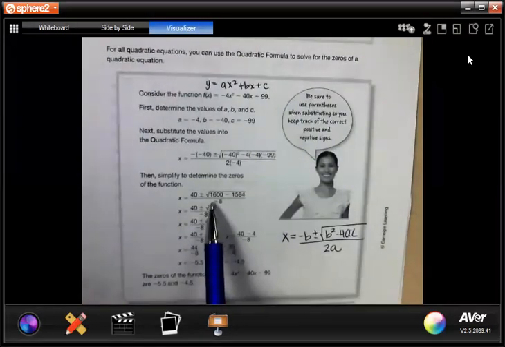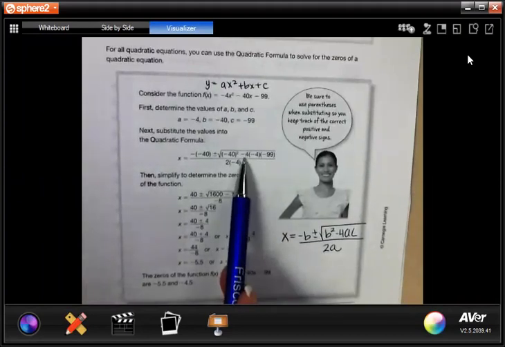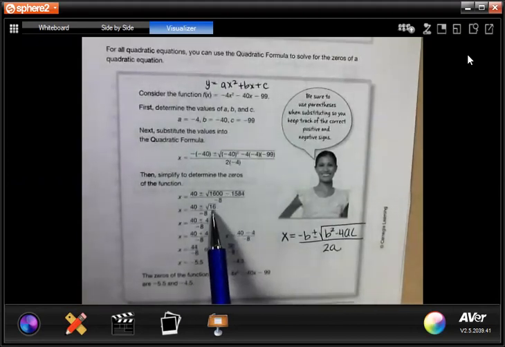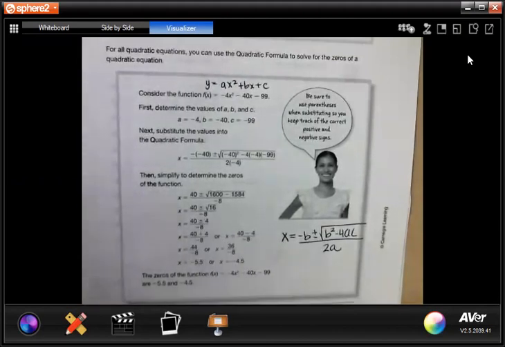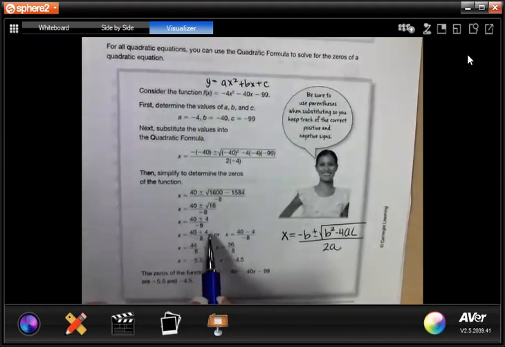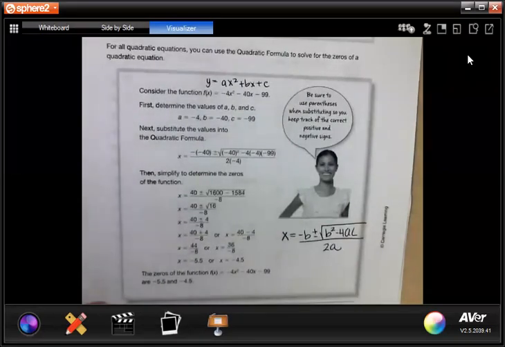We then start to simplify. So 40 squared gave us 1600, and negative 4 times negative 99 gave me this negative 1584. We combine it and we get the square root of 16. The square root of 16 is 4. And then that little plus or minus is what happens next. That's where we separate that and do 40 plus 4 and 40 minus 4. And then we finish separating that to get our two x values, negative 5.5 and negative 4.5.